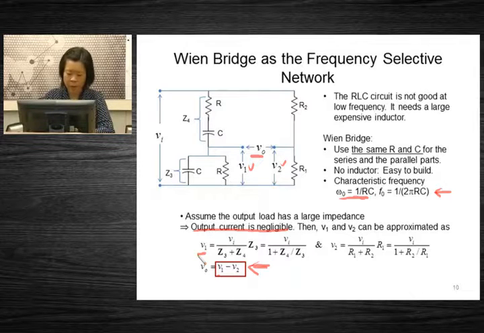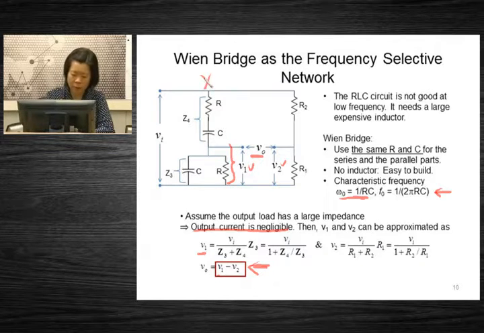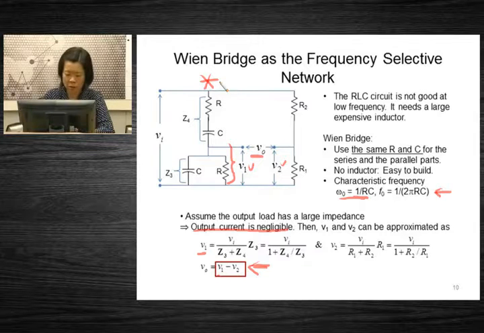V1 can be calculated as the voltage divided from this part of the arm, this part of the bridge, which will be input voltage divided by G3 plus G4 multiplied by G3, which is this one. And V2 can be calculated using the voltage divider at this arm, which will be Vi divided by R1 plus R2 times R1. So we are going to use this equation.